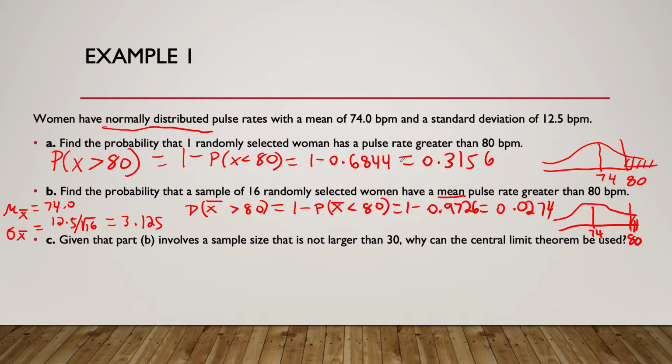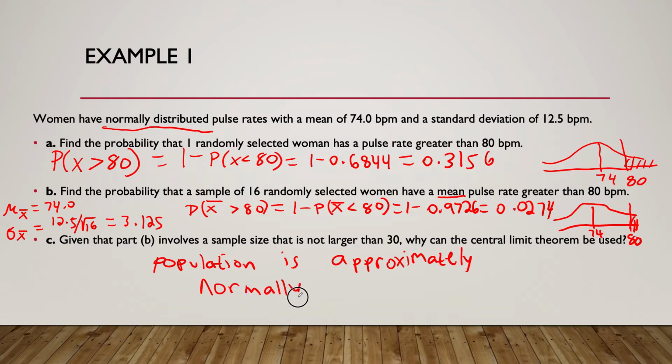Given that part B involves a sample size that is not larger than 30, why can the central limit theorem be used? That's because the population is approximately normal. Well, I should say, we were told it's normally distributed. But the population itself is normally distributed. And since the population is normally distributed, that's why we could use the central limit theorem.